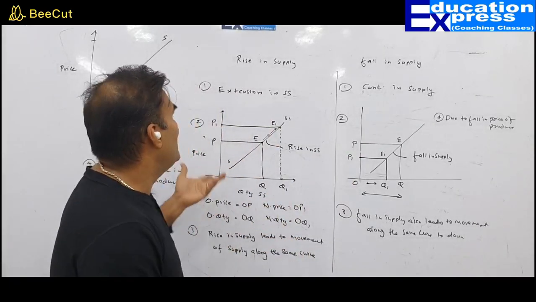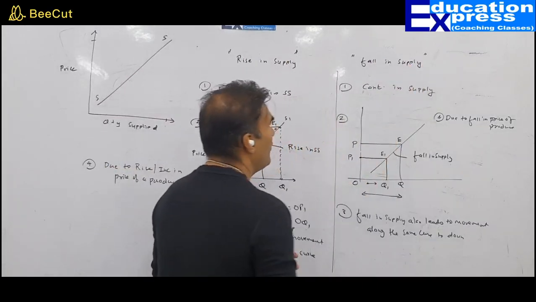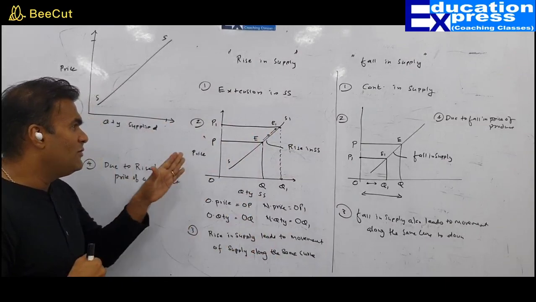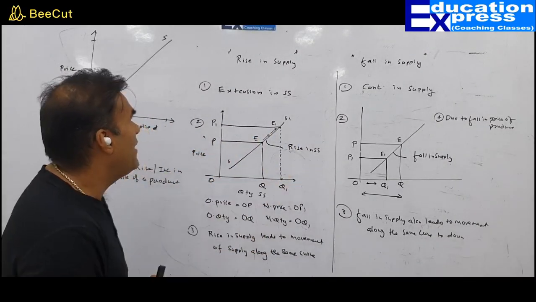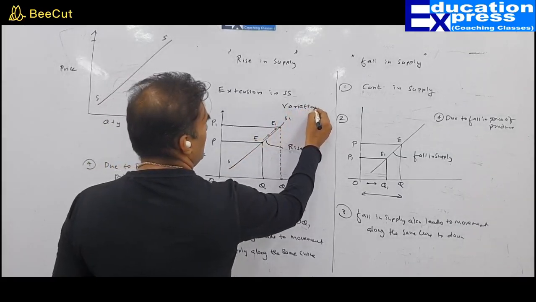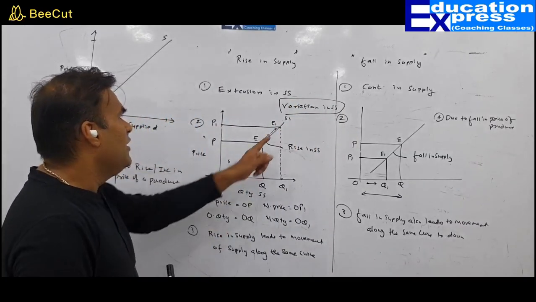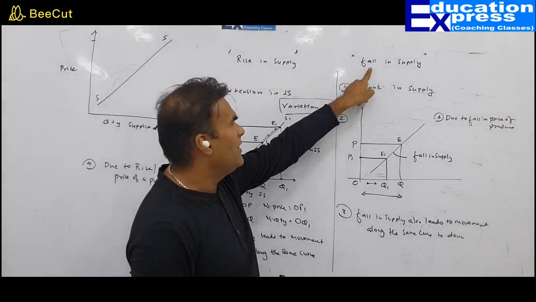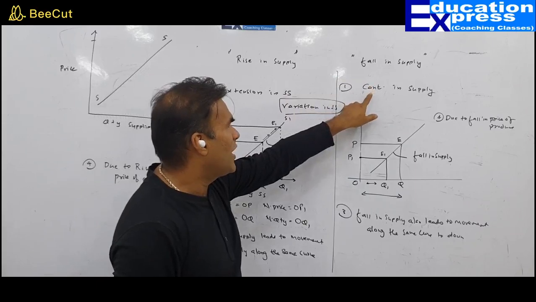Four points of comparison just between rise in supply and fall in supply. Imagine four points of distinction, which involves the diagram also. So if you combine both these diagrams, you get the answer for variation in supply. So what do you mean by variation in supply? Variation in supply can be called rise in supply or fall in supply. It can also be called extension in supply or contraction in supply.